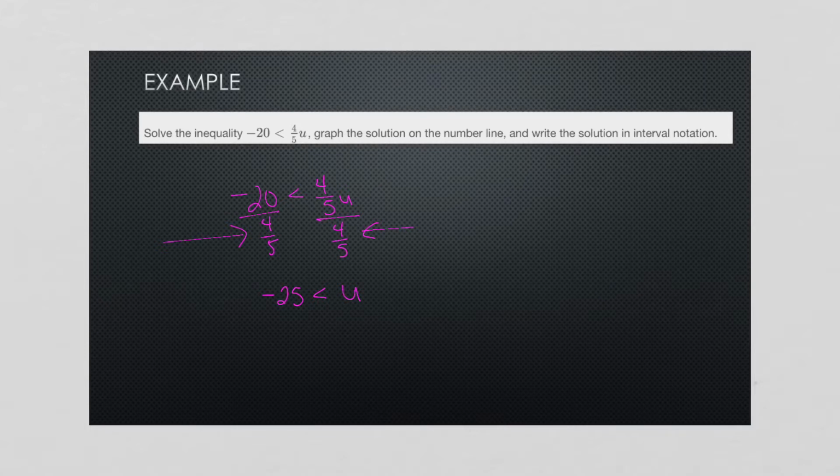This right here is the same thing as, okay, so now I would have an open circle at negative 25, and it points to the right. Alright, that's it for this problem.